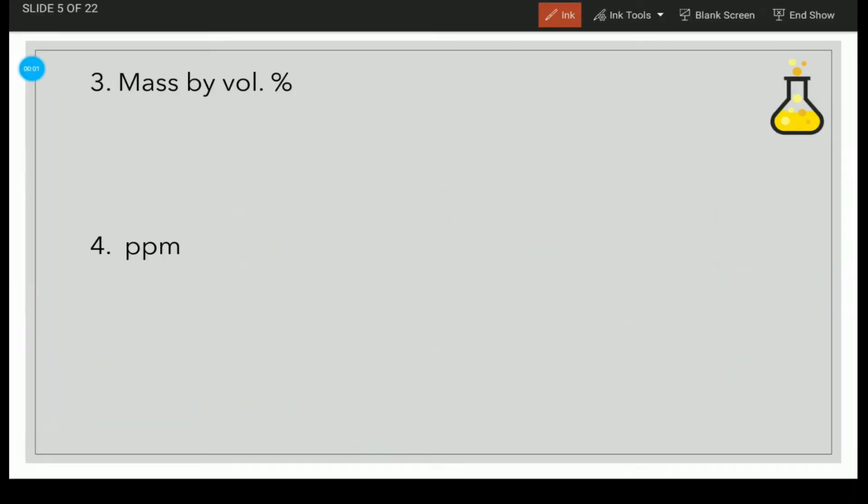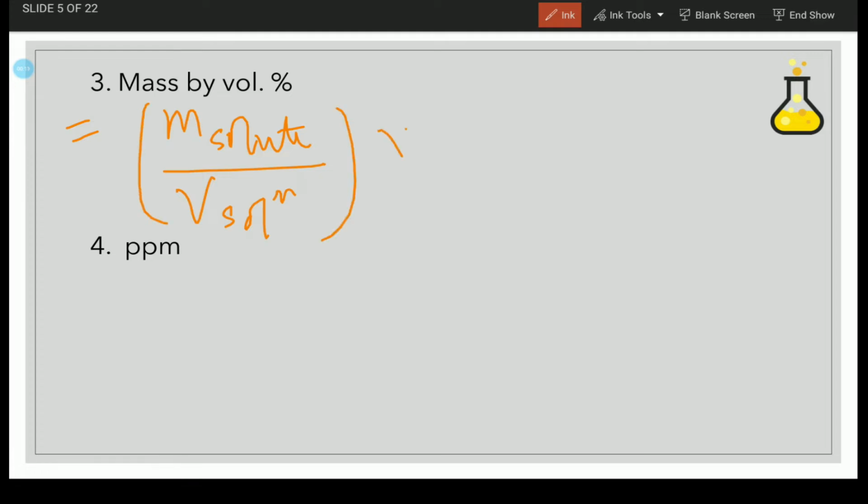The third one is the mass by volume percentage. This is defined as mass of the solute upon volume of the solution into 100. This is commonly used on medicine bottles. If there is a medicine bottle in your home, which I am sure there is, you should check it out.